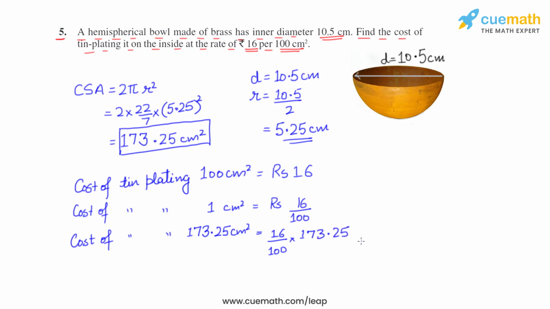173.25. The answer comes out to be rupees 27.72. It means rupees 27.72 is the cost of tin plating the bowl from inside.